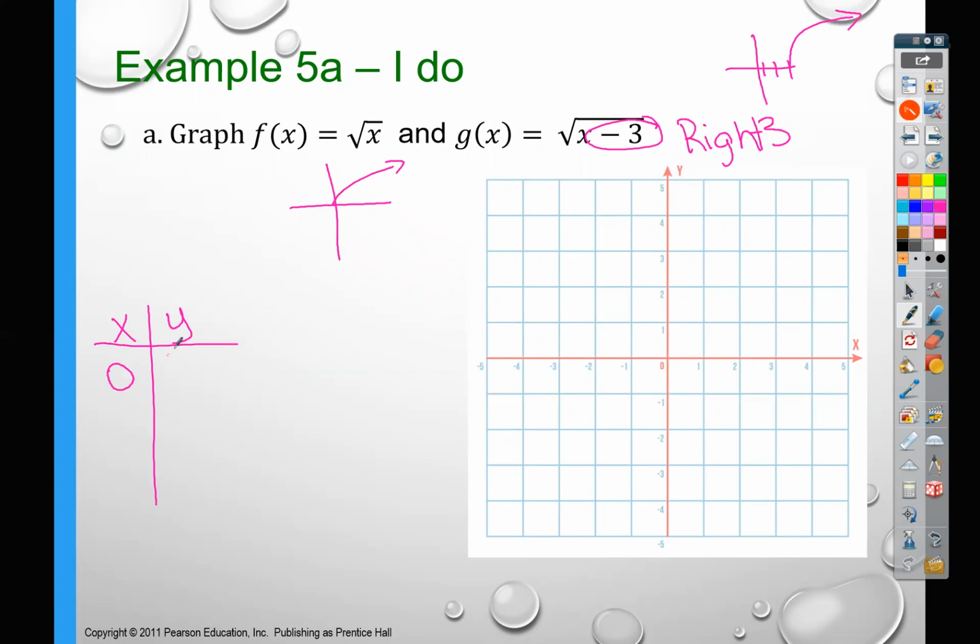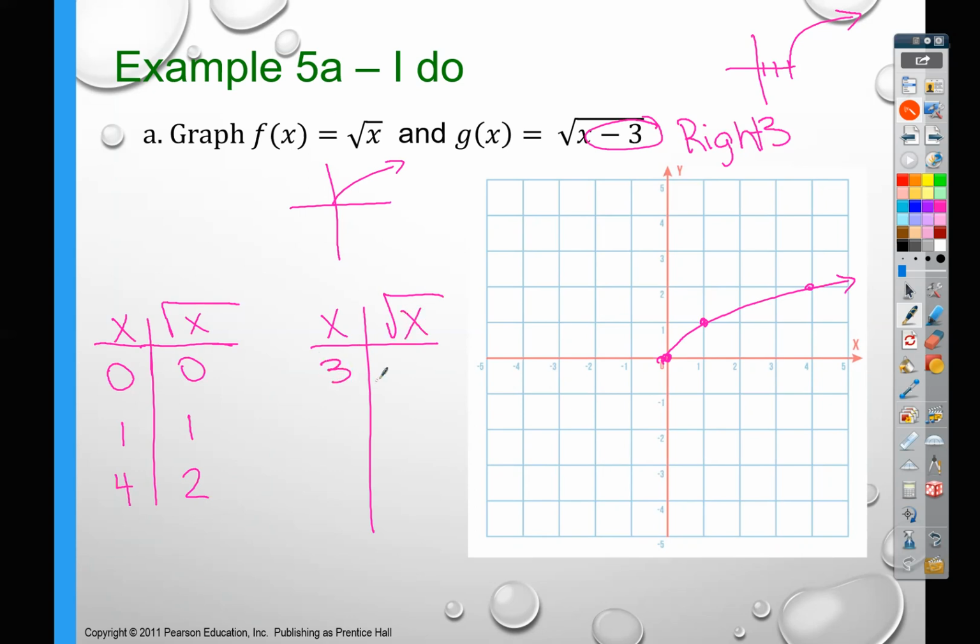So if I have 0, the square root of that would be 0. If we have 1, the square root of 1 is 1. If we have 4, the square root of that is 2. Okay, so this graph looks like this. So if we go to the right 3, we want to notice that by putting in points, right?